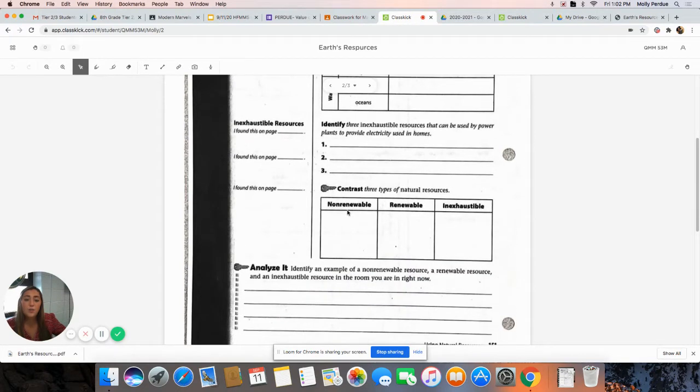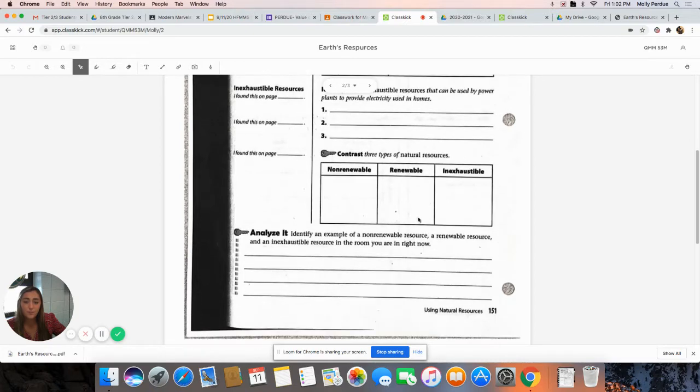Next, we are going to contrast 3 types of natural resources. So we're going to look at the non-renewable, renewable, and inexhaustible. And we're going to analyze it. So identify an example of a non-renewable resource, a renewable resource, and an inexhaustible resource in the room you're in right now.